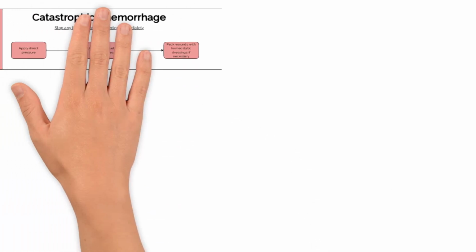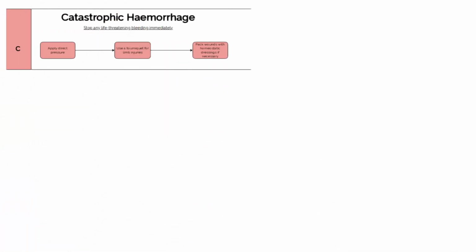Catastrophic hemorrhage. In trauma, life-threatening bleeding can cause a rapid and devastating deterioration. A person can lose their entire blood volume in just a few minutes. Arterial bleeding can drain litres of blood from the body in under 5 minutes, leading to shock and organ failure. Major limb injuries and deep lacerations can cause unconsciousness and death rapidly.